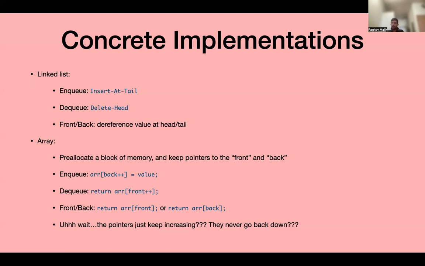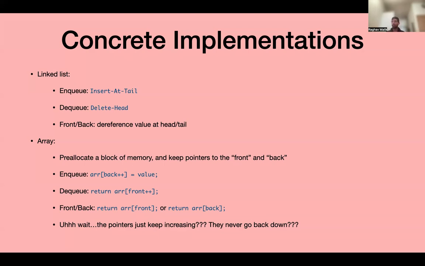So for an array, again, we pre-allocate a block of memory. Oh, so for a linked list, if you implement a queue with a linked list, you have to do deleting at the head for dequeuing and inserting at the tail for enqueuing. If it's an array, it's different, right? I'll explain what it looks like for an array.